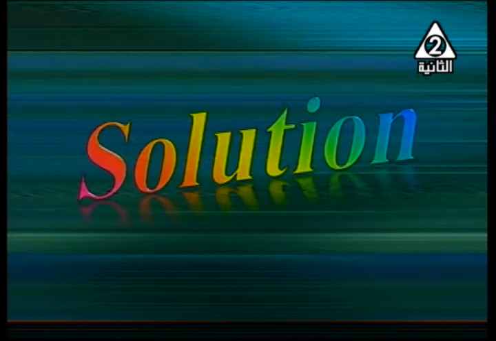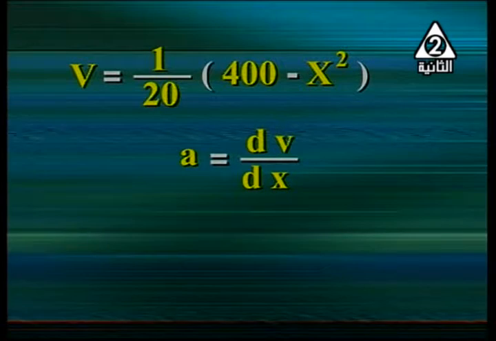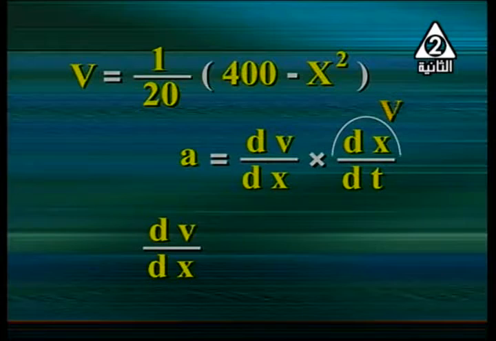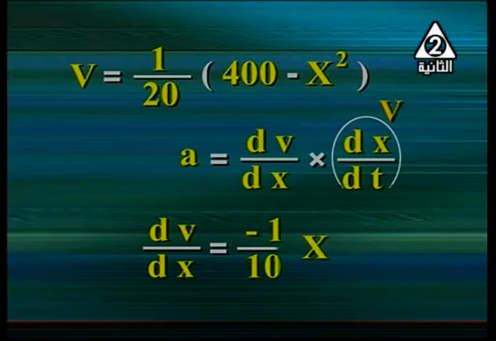Look at the solution. V equals, this is the relation between v and x. Therefore, a is the derivative dv by dx times dx over dt. Look, dx over dt means the velocity. Remember, acceleration is v dv over dx. By using, look at, negative 1/10 x.